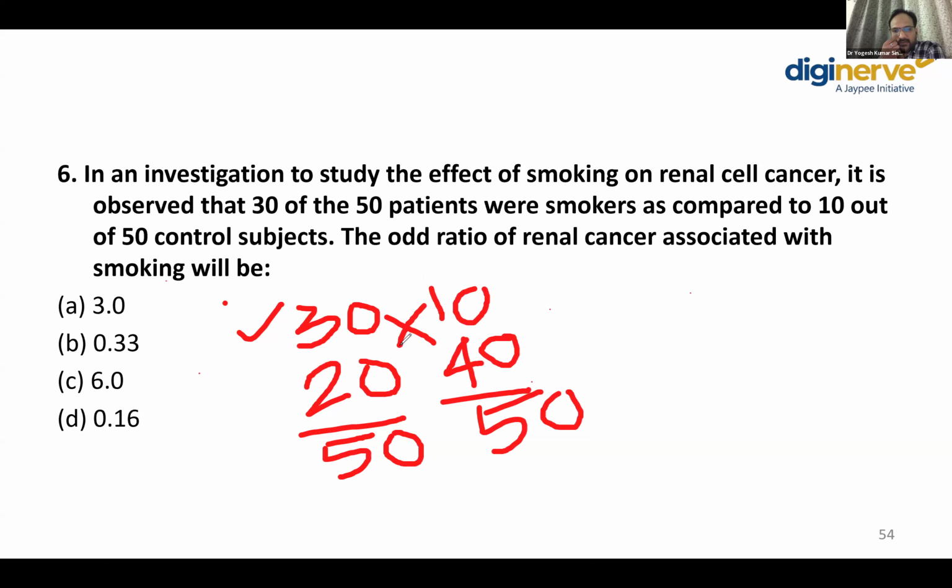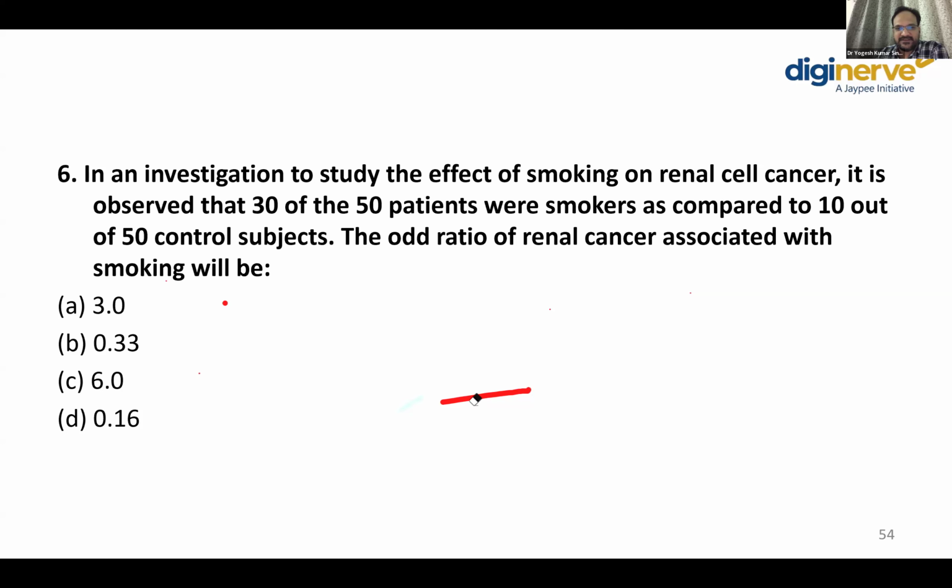Right, everyone understood, this is very easy. 30 into 40, 1200 by 200, the answer will be 6. Now it will be difficult for me to erase all this. Okay, correct. 6 is the correct answer.